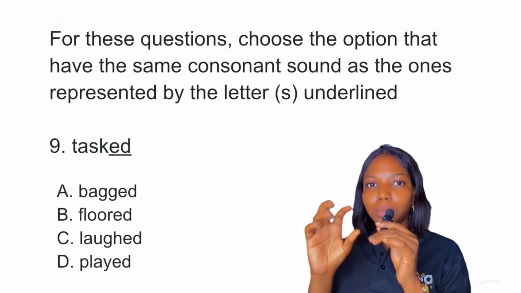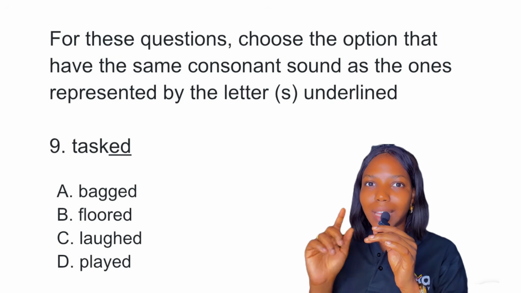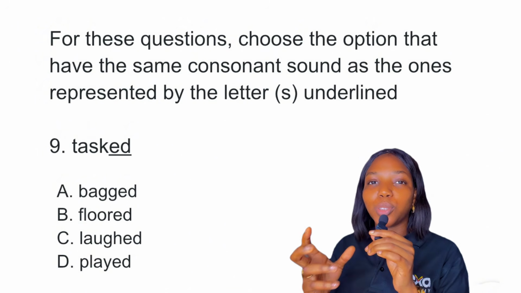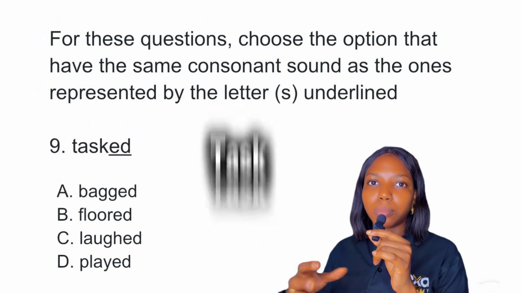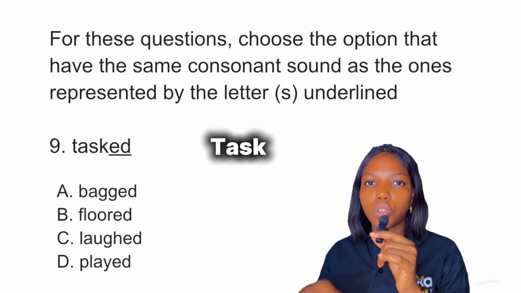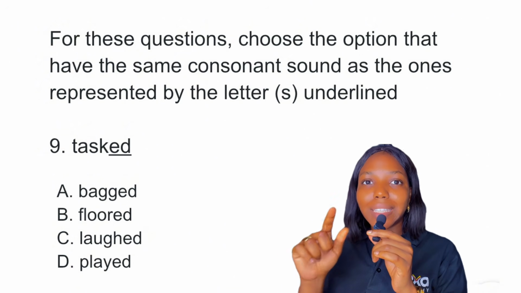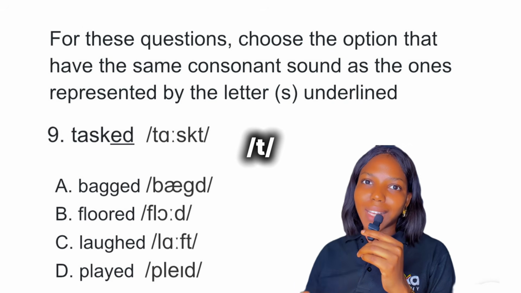Now for past tense markers and plural markers, that is -ed and -s, there's a special way we treat them. To determine the consonant sounds, you need to know the rules. For example, this word is task. It ends with the k sound. So for words ending with the k sound, which is a voiceless sound, the -ed becomes t. So that's why we have taxed.